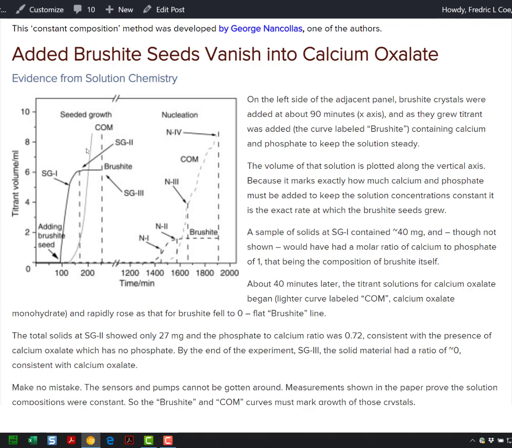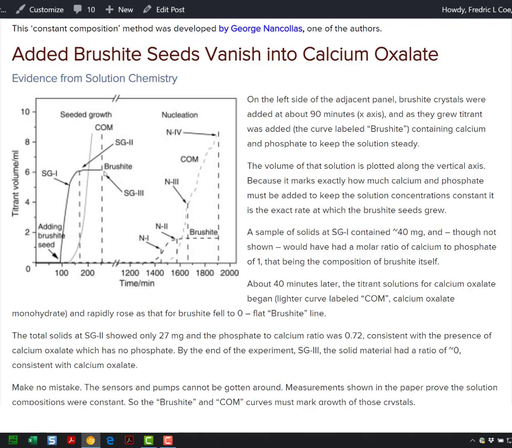Now, what is SG1 and 2? Well, they sampled the solution. At the beginning, the sample at SG1 was 40 milligrams. That's what they got. And it had a molar ratio of calcium to phosphate of 1, and that's what you would get with brushite. That's what you expect. SG2, which is after the brushite's no longer running, there's less crystal, and it has a ratio of phosphate to calcium of 0.72. In other words, it's not as much phosphate for the calcium.